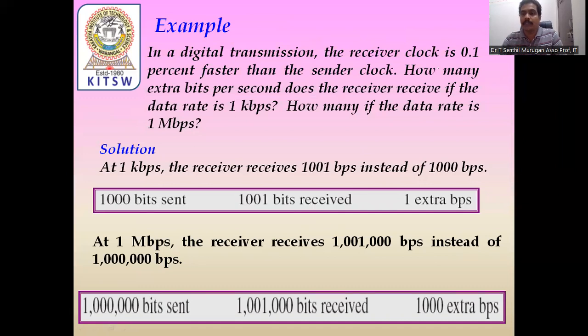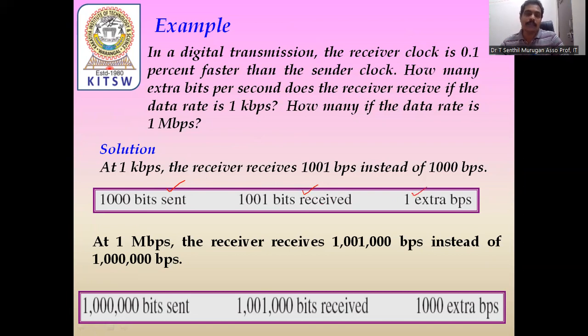Example, in a digital transmission, the receiver clock is 0.1% faster than the sender clock. How many extra bits per second does the receiver receive if the data rate is 1 kbps? How many if the data rate is 1 Mbps? At 1 kbps, the receiver receives 1001 bits per second instead of 1000 bits per second. 0.1% means 1 extra bit per 1000.